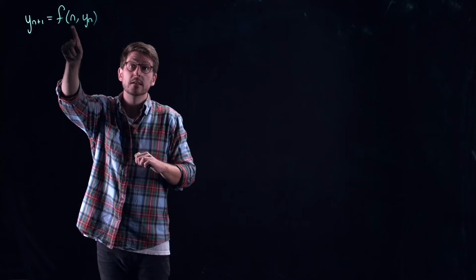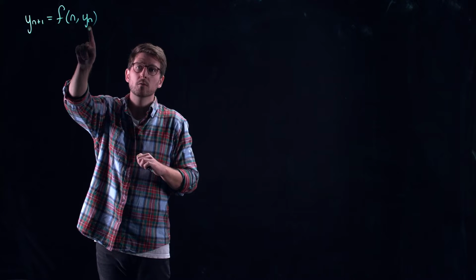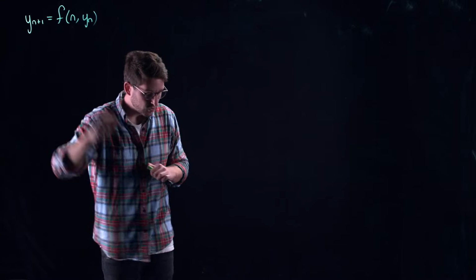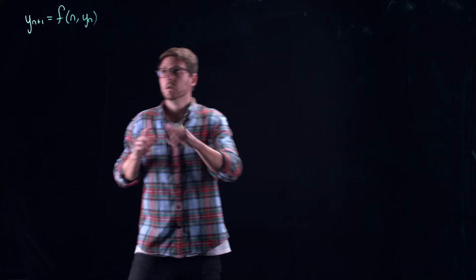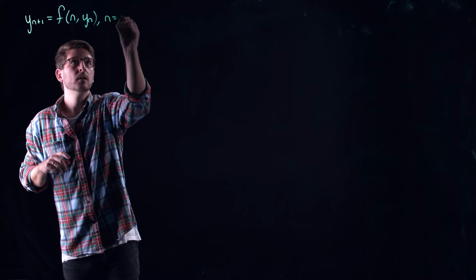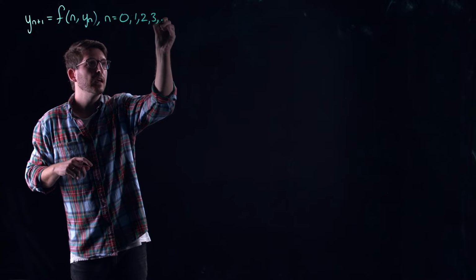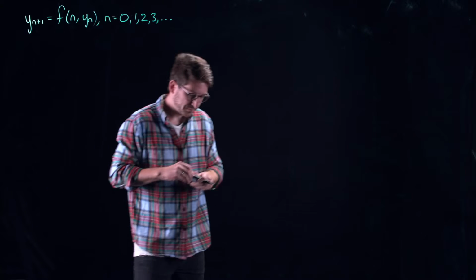N in this case is the number of iterations. So here, y sub n is your current iteration. y sub n plus 1 is your next iteration. You sort of move discretely through these things, and you can go ad infinitum.